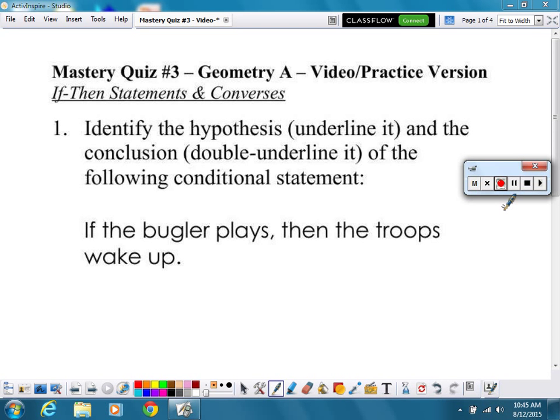All right, today we're going to talk about Mastery Quiz number 3 for geometry. Mastery Quiz 3 involves conditional statements. We're looking at identifying the hypothesis and the conclusion of a conditional statement.